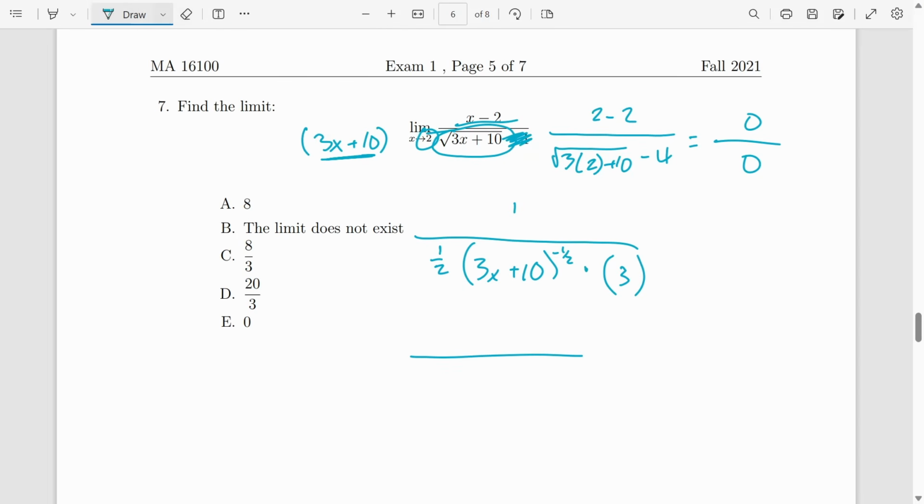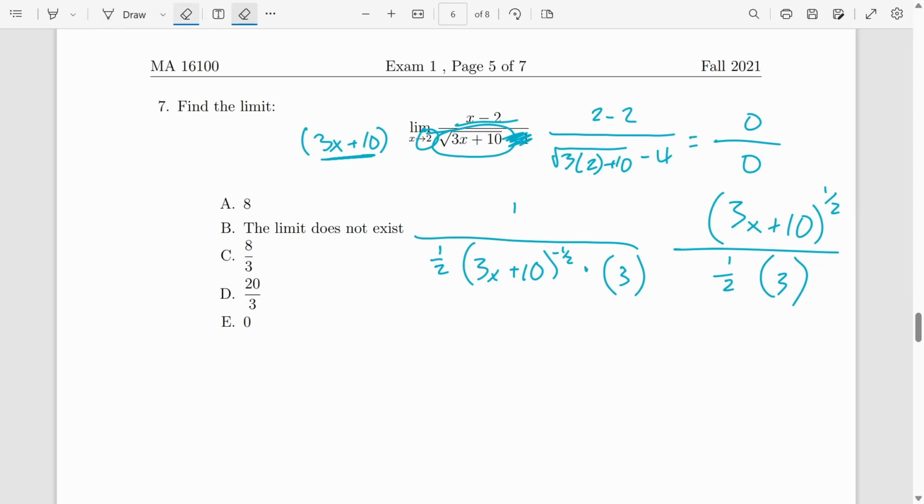Before we do that, I'm going to rewrite it just a little bit. I'm going to put this term here, this 3x plus 10 to the negative 1/2 power, on the top. And then its power flips around. It becomes positive again. So this is going to become 3x plus 10 to the positive 1/2 power now, all over 1/2 times 3. And what this 1/2 power means, again, is it's just a square root. So this all becomes a square root. So now it's in a much easier to understand form, just to plug in the 2 now.